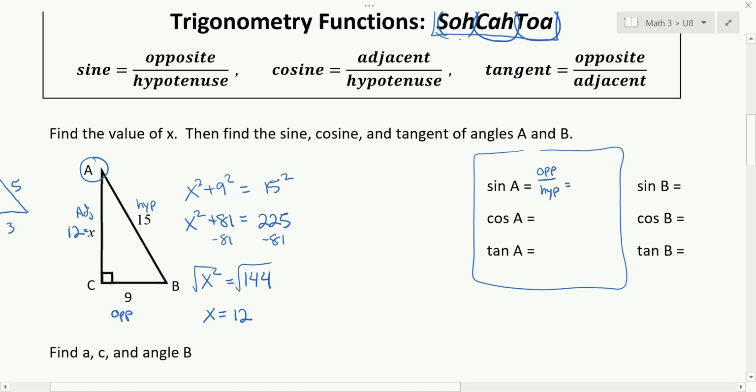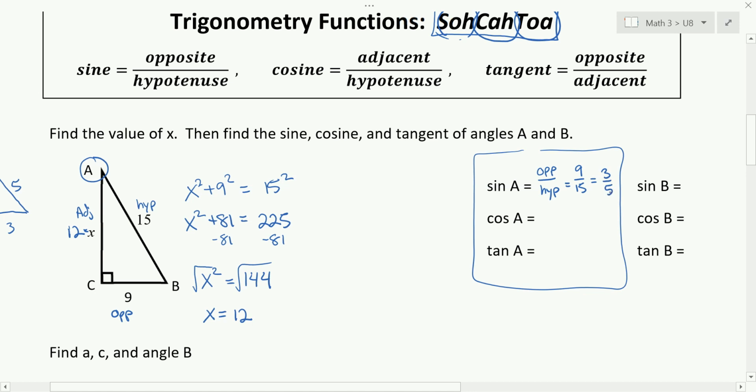And so we plug in those lengths. So opposite is 9, hypotenuse is 15. And so that's the sine. And if you could reduce your fraction, we can divide top and bottom of that fraction by 3 and get 3 over 5.